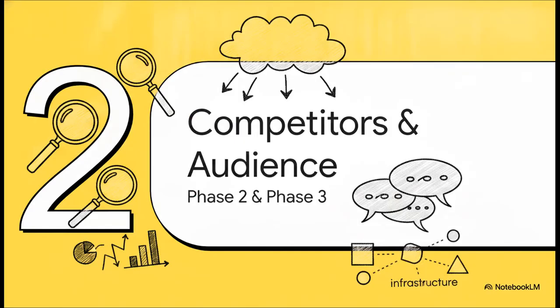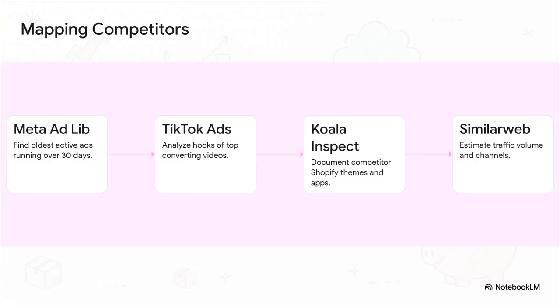Moving right along to Section 2, Competitors and Audience Mining. This encompasses Phases 2 and 3 of the playbook. Phase 2 is all about mapping the competitive landscape. You don't need to guess what's working because we have some amazing tools to show us exactly what's converting cold traffic today. Go into the Meta ad library, punch in your niche keywords, and scroll all the way to the bottom to find the oldest active ads.